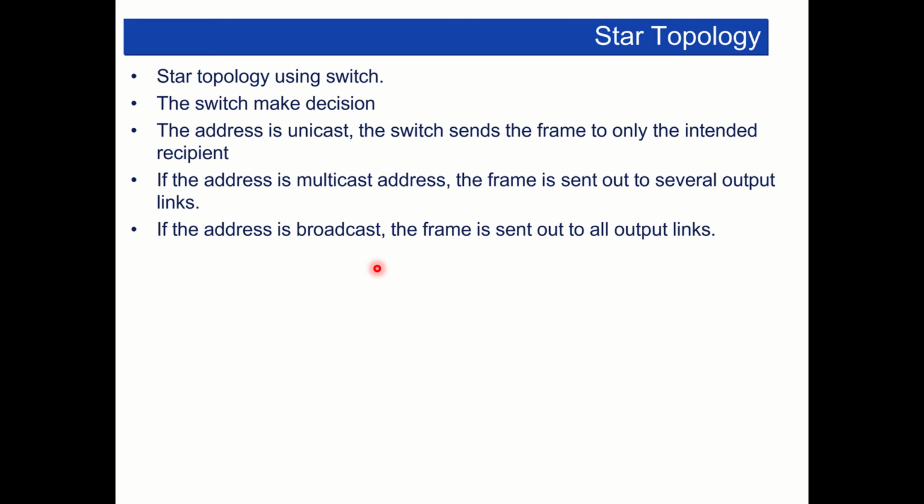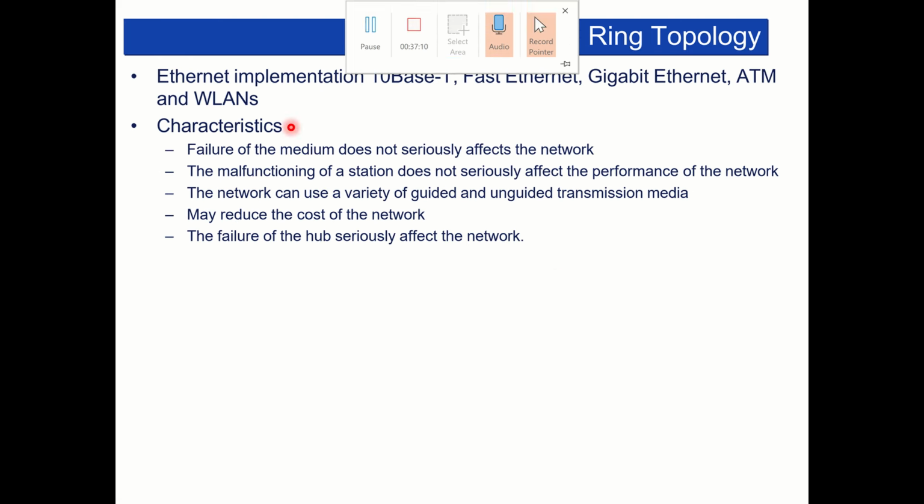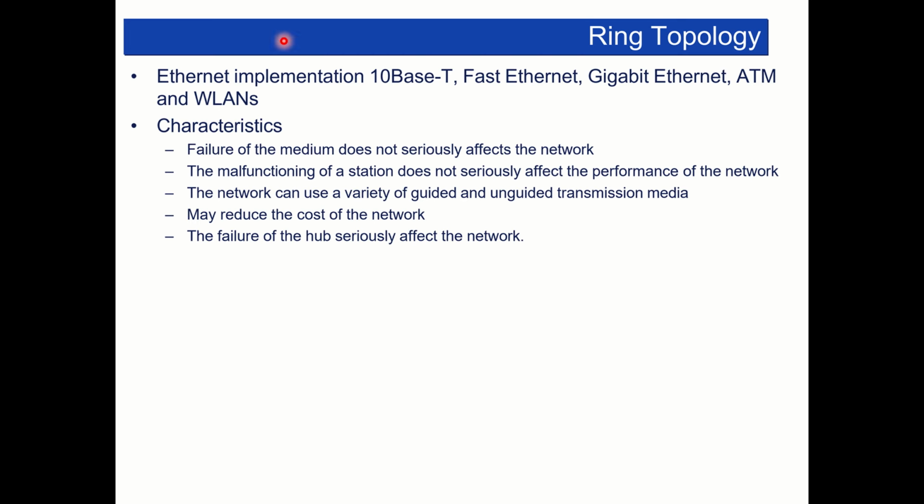But again, in recent years, we no longer use hubs, so the star topology uses a switch, and the switch makes the decision. If the address is unicast, the switch sends the frame only to the intended recipient. If the address is a multicast address, the frame is sent out to several output links. If the address is broadcast, the frame is sent out to all output links. As mentioned earlier, implementations include 10BASE-T at 10 megabits per second, fast Ethernet, gigabit Ethernet, ATM, and also WLAN.